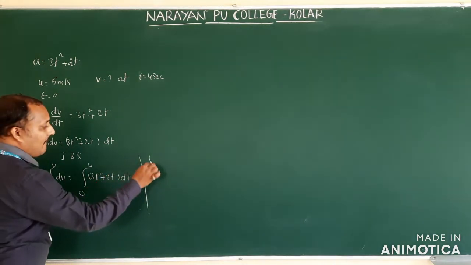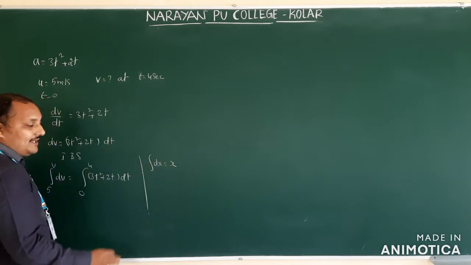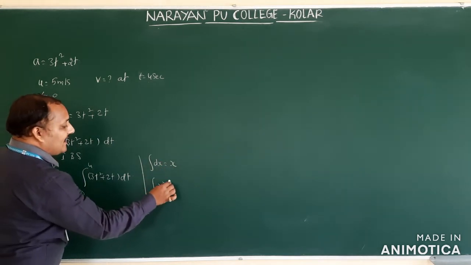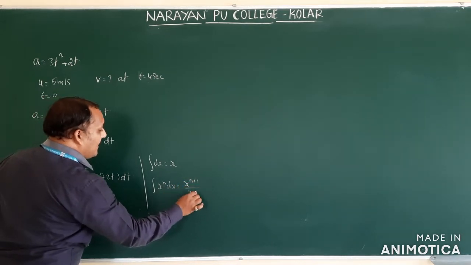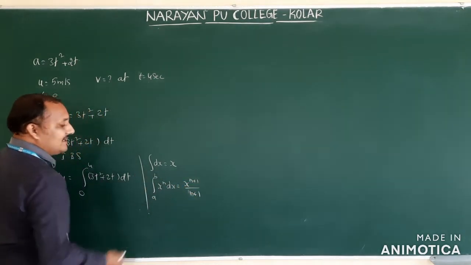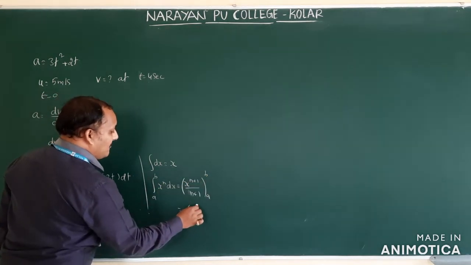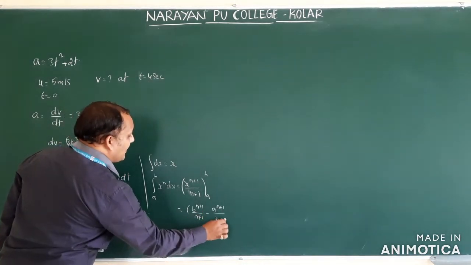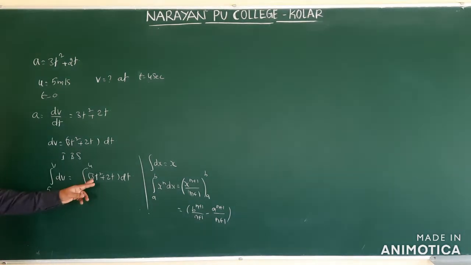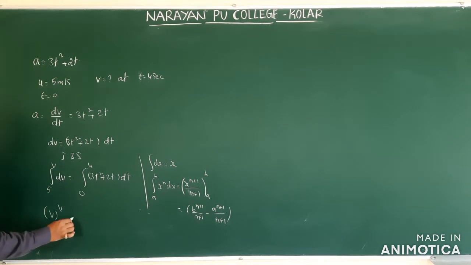Yesterday I gave formulas. Integral dx or integral 1 dx is equal to x. Integral x power n dx is x power n plus 1 by n plus 1. So between the limits a to b, it is b power n plus 1 by n plus 1 minus a power n plus 1 by n plus 1. So integrate this. Integral dv is nothing but v between the limits 5 to v.